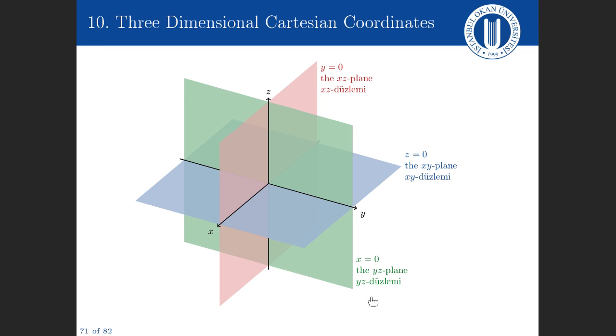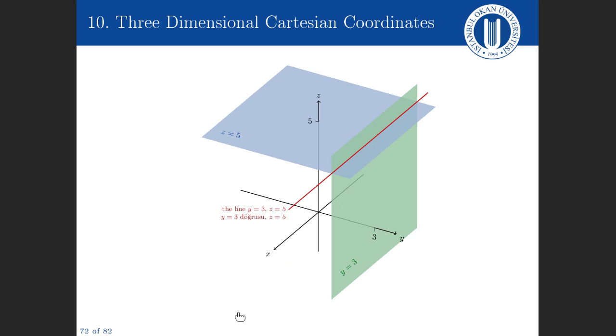x equal to a number is a plane. For example, x equal to 0 is the yz plane, y equal to 0 is the xz plane, and z equal to 0 is the xy plane. Consider z equal to 5: all of the points where the z coordinate is equal to 5. So x can be any number, y can be any number, but z has to be 5. We would have a horizontal plane, which I've tried to draw here in blue.